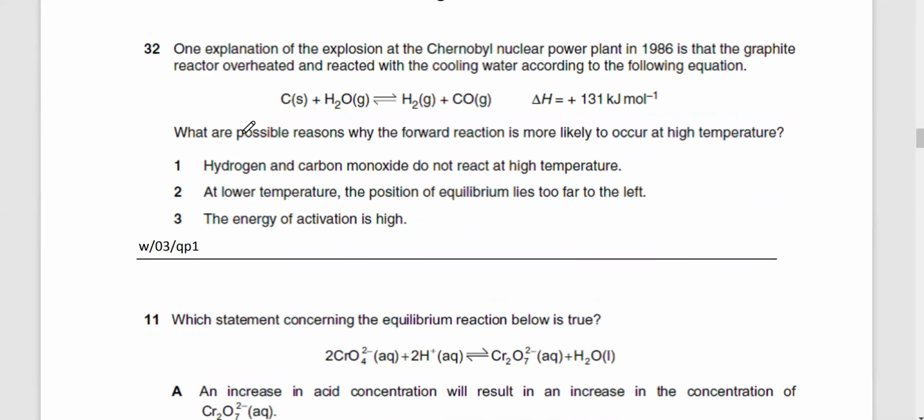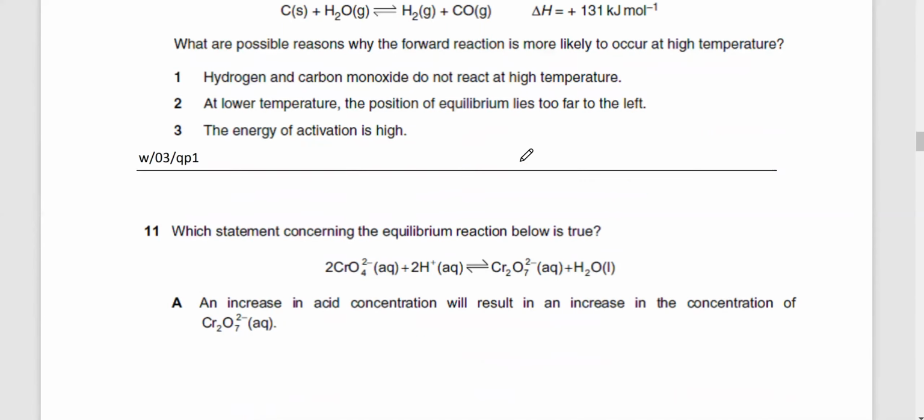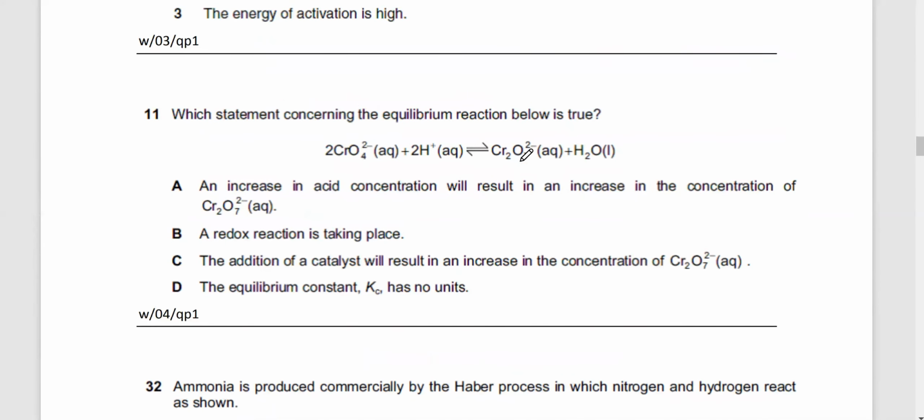The first one is definitely incorrect because it's saying hydrogen and carbon monoxide do not react at high temperatures. Things actually tend to react more at high temperatures. It's at low temperature where they usually don't react because they don't get the activation energy, because you have to break the old bonds first.